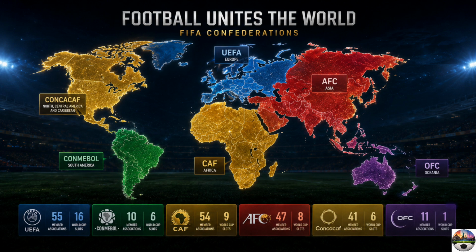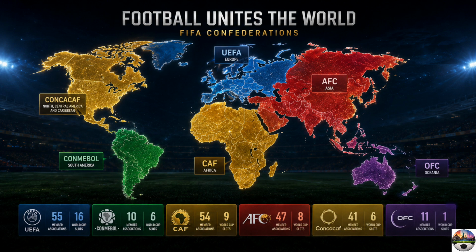The football world is divided into 6 confederations. UEFA represents Europe. CONMEBOL represents South America. CONCACAF represents North America, Central America, and the Caribbean. CAF represents Africa. AFC represents Asia. And OFC represents Oceania. FIFA tries to prevent countries from the same confederation from ending up in the same group.